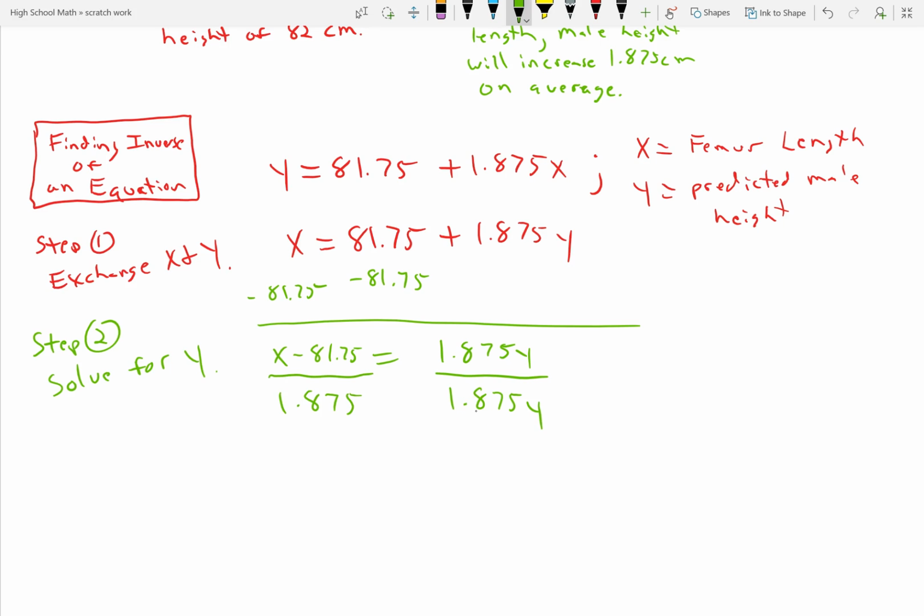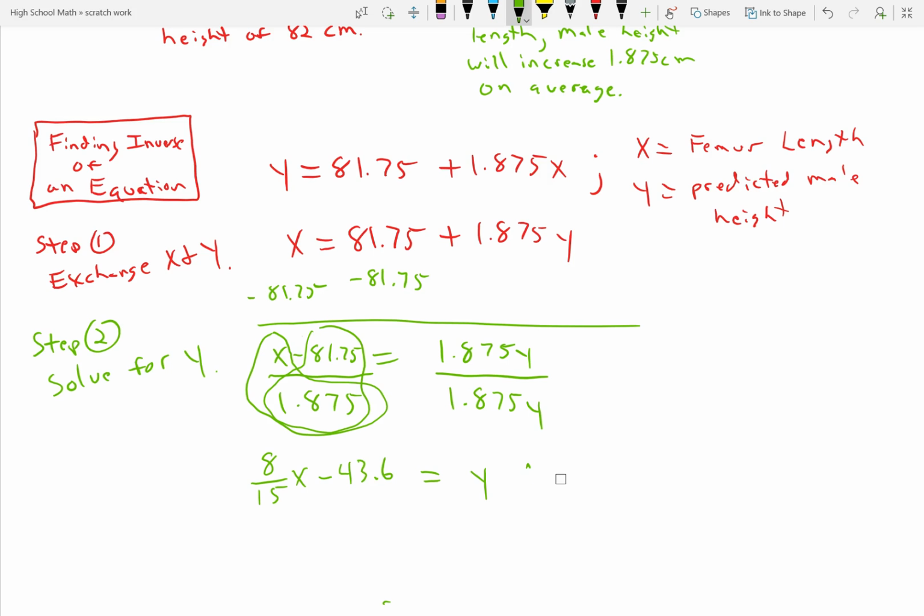we are left with y equals x divided by 1.875. Dividing 1x by 1.875, that is equivalent to the fraction 8 over 15, which if you left it as a decimal is 0.53 repeating. Then 81.75 divided by 1.875 is 43.6. This is our inverse function.